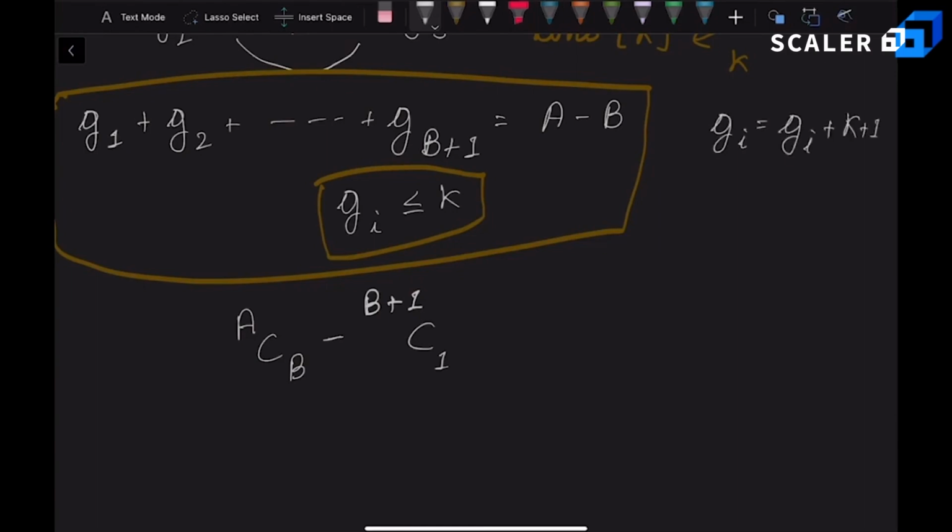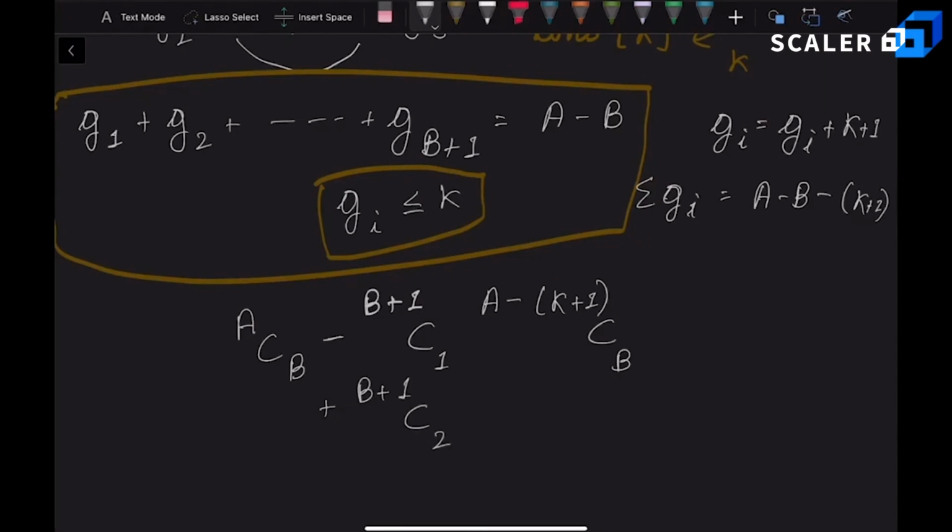So that is equal to saying that our equation now becomes g1 + ... + gi is equal to a - b - k + 1. And the solutions to this equation are C(a - k + 1, b). Now we will add the sequences where the number of gi greater than k is exactly 2. So this will be C(b + 1, 2).